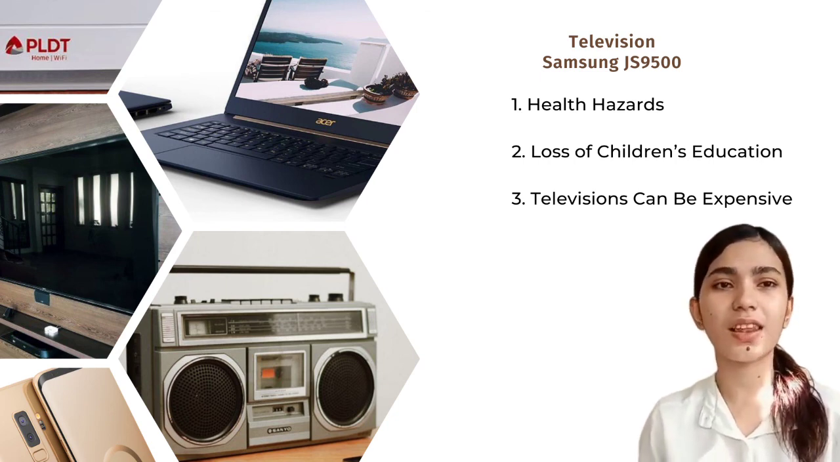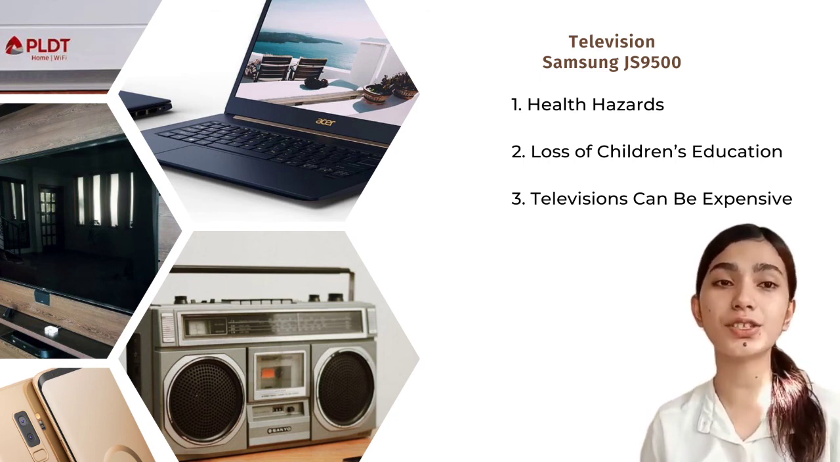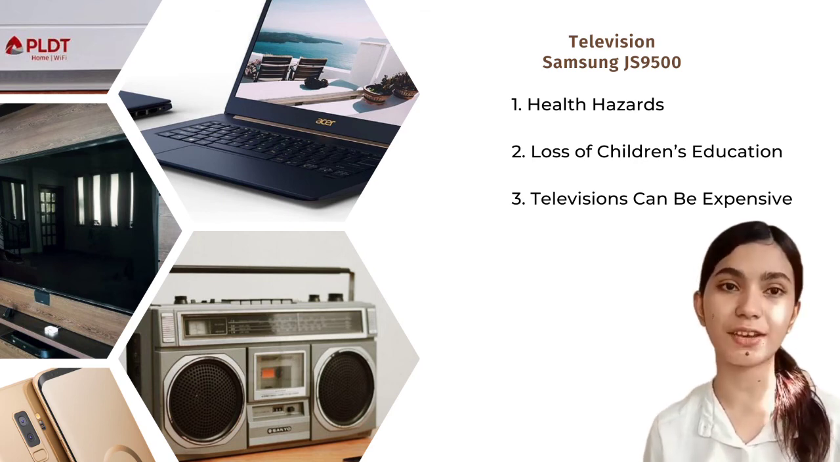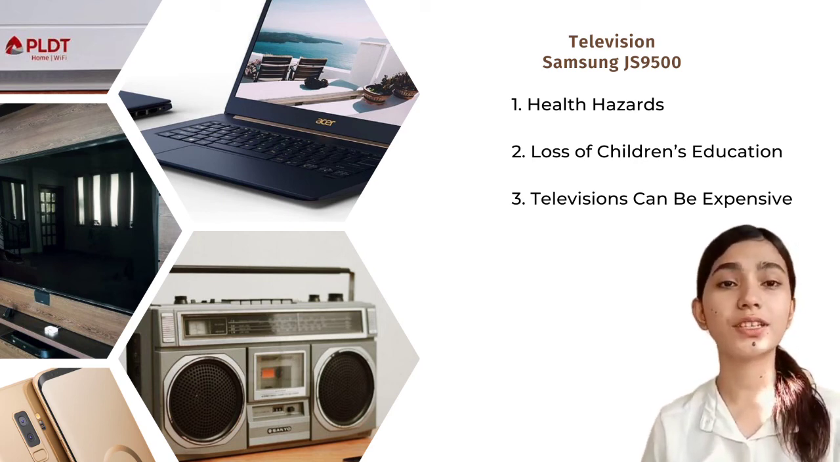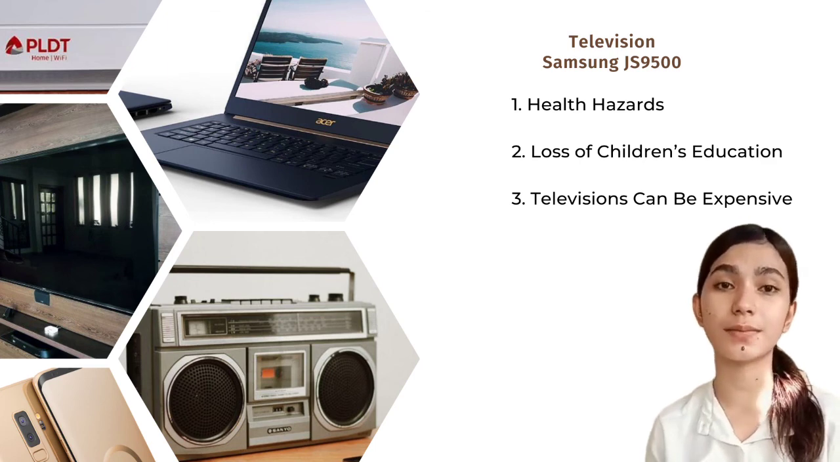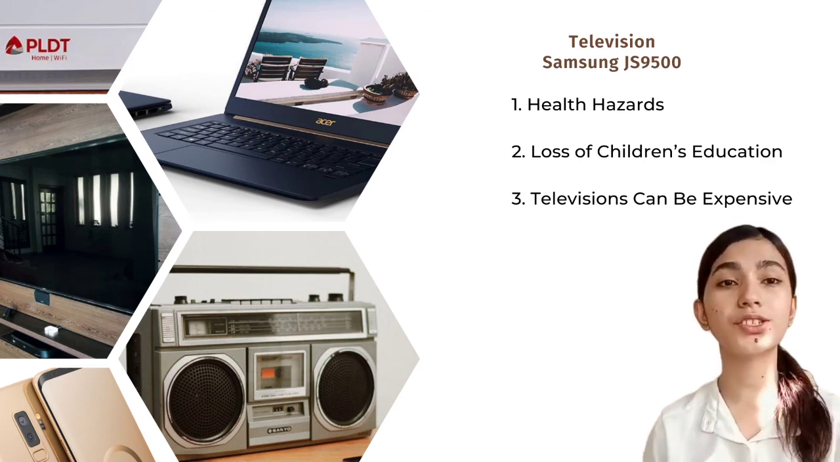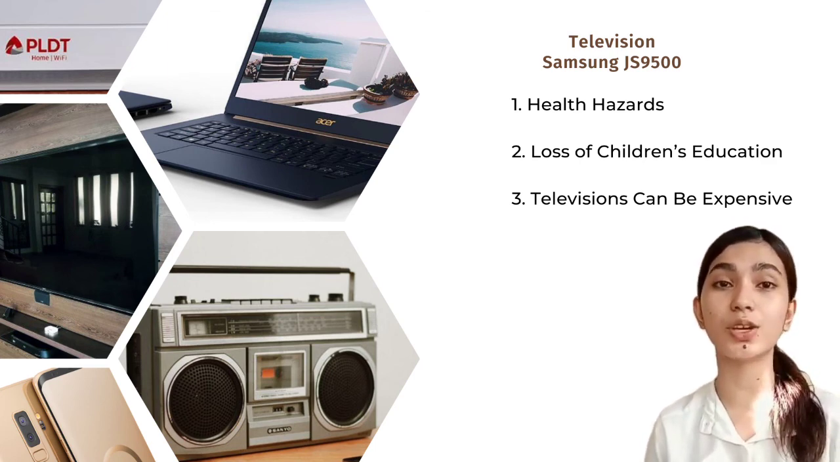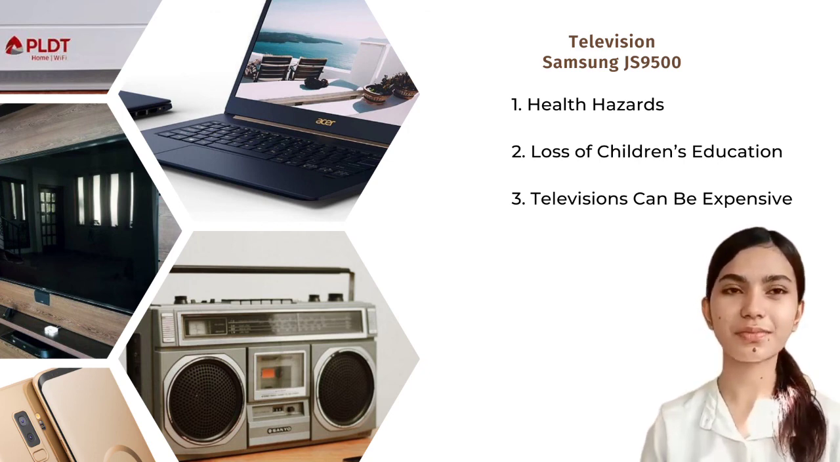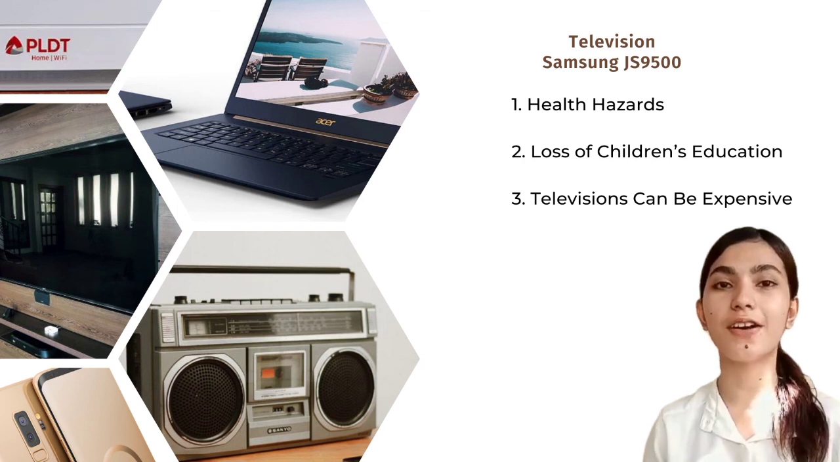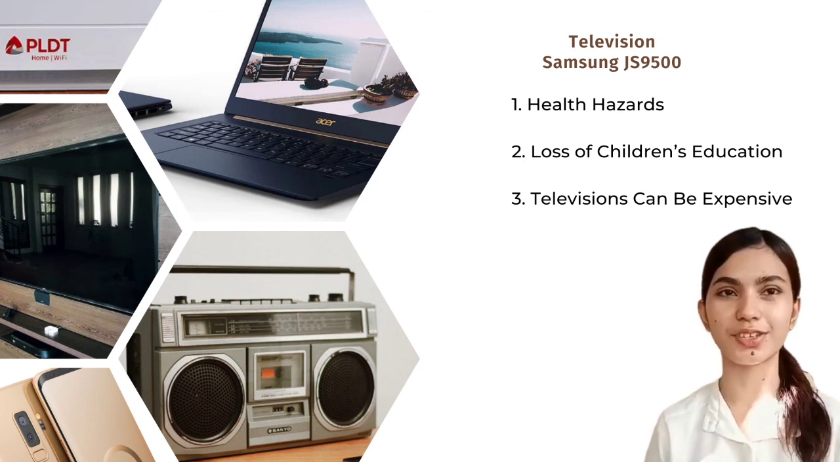The last one is televisions can be expensive. We know that television can involve a lot of subscriptions. If you want more than just basic public broadcast TV, then you will have to pay for cable or satellite TV. So those are the disadvantages of the 5 technologies.